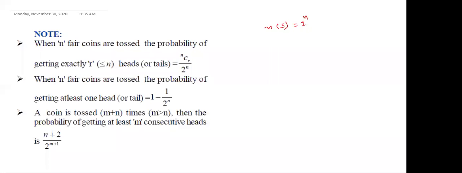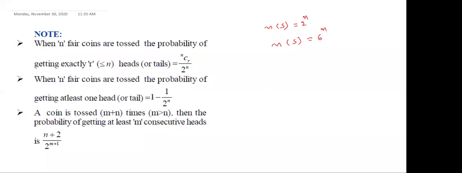If one die is rolled n times or n dice are rolled one time, then n of S is equal to 6 power n. Why am I writing 6 here? On the die, there are 6 sample points: 1, 2, 3, 4, 5, 6. Students, are you understood? Once again, I am repeating.